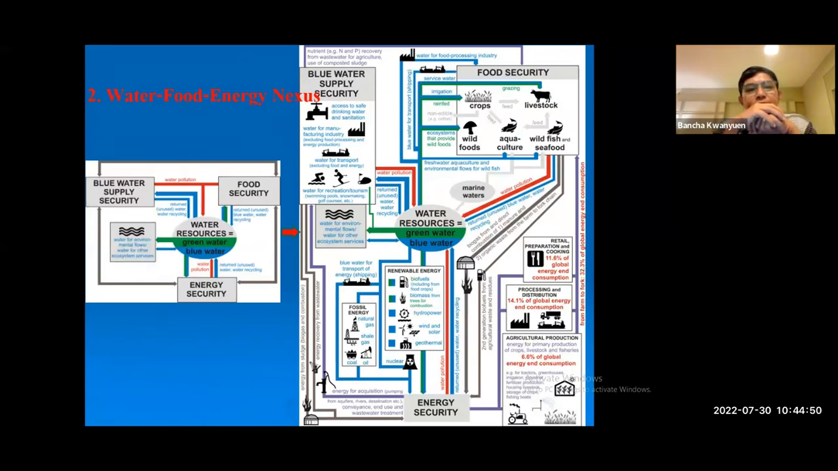And this thing I want to discuss is the water-food nexus, on the next slide. You see on the left, it's a small scale. On the basic one, you can have energy security, food security, and water supply security. So water is the center. You have green and blue water. You can have water for the environment, and you can have water pollution, for which you need energy to clean up.